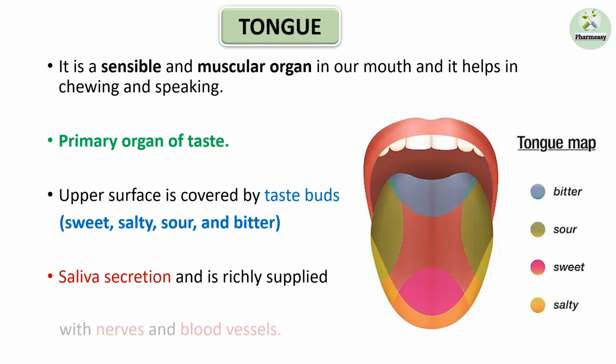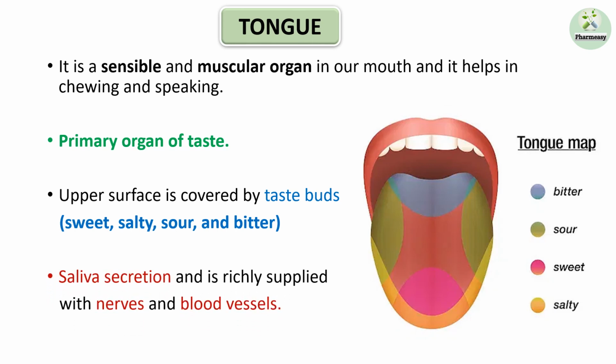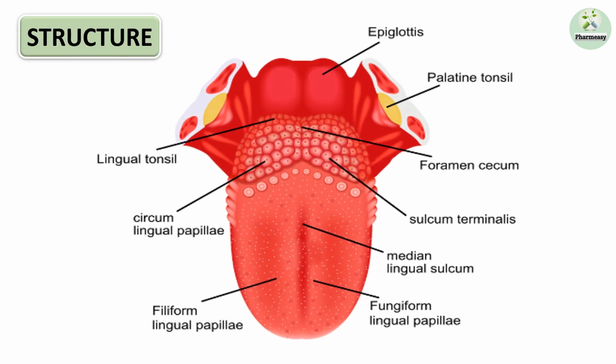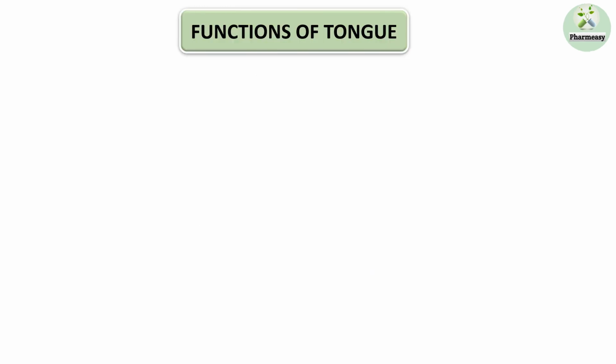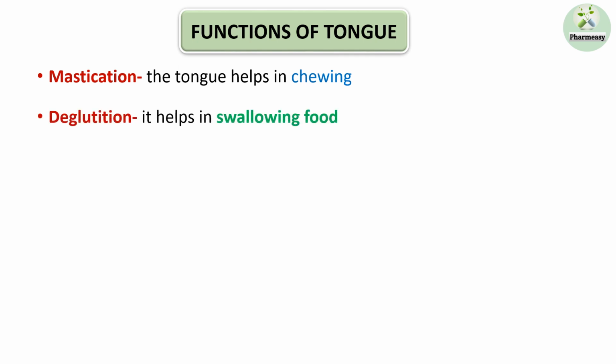Saliva is secreted from the salivary glands, which are richly supplied with nerves and blood vessels. This figure clearly shows the different taste buds in the different regions of the tongue. This is the structure of the tongue that shows different papillae and tonsils. There are various functions of the tongue such as mastication, which means the chewing process. Deglutition means swallowing of food.